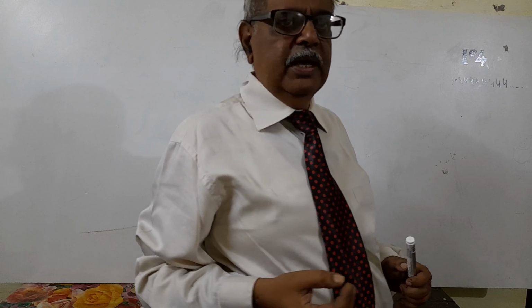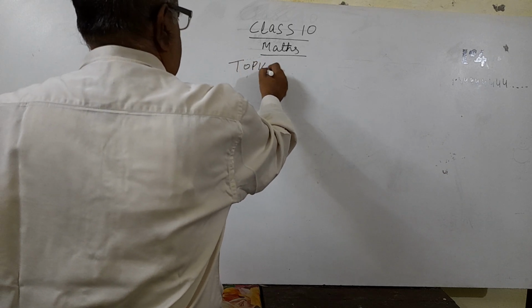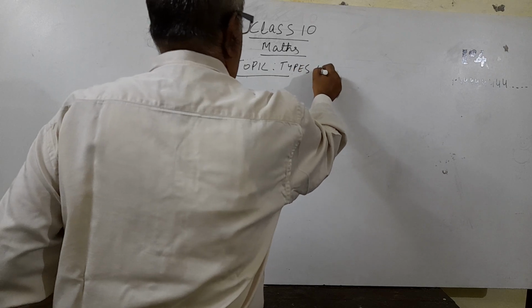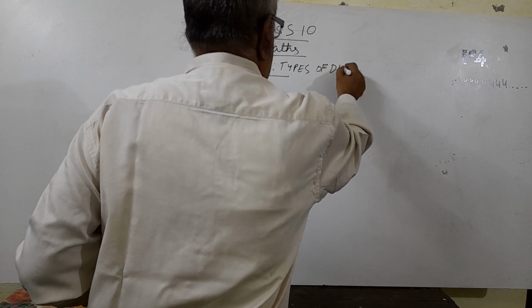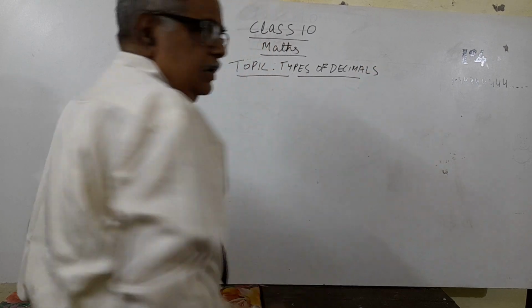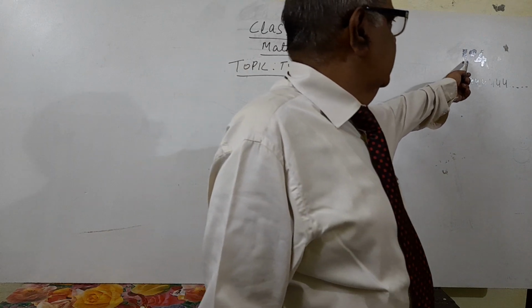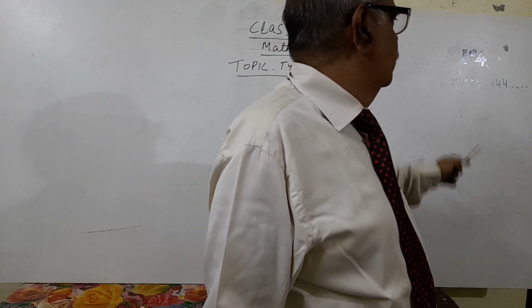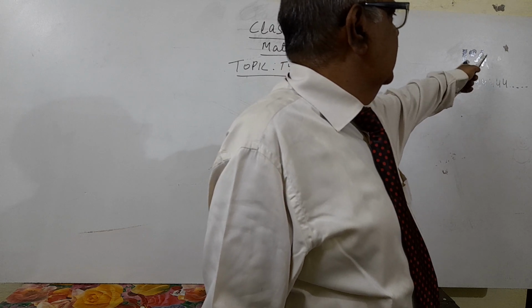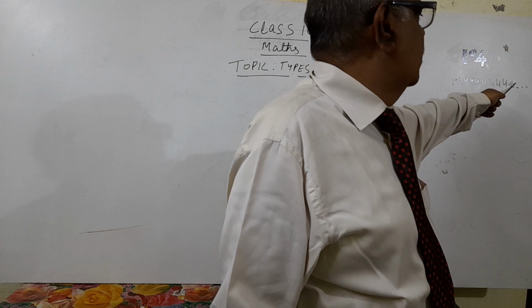The topic today is types of decimals. This is the topic. Actually, the difference is, you can see that this is simply 1.4 and this is 1.4444. This is terminating, ending after 4, and this is not ending.